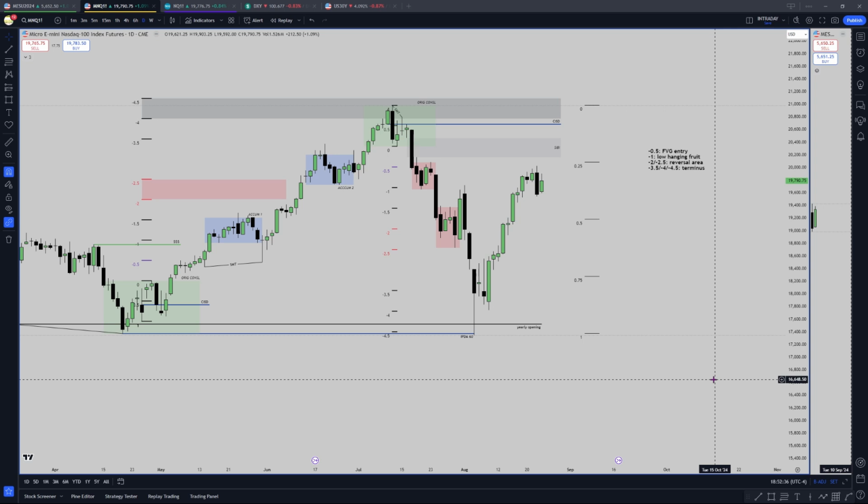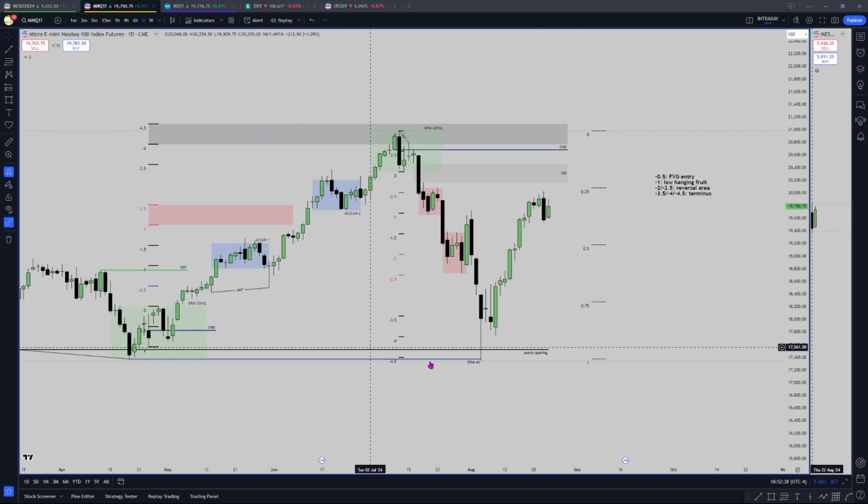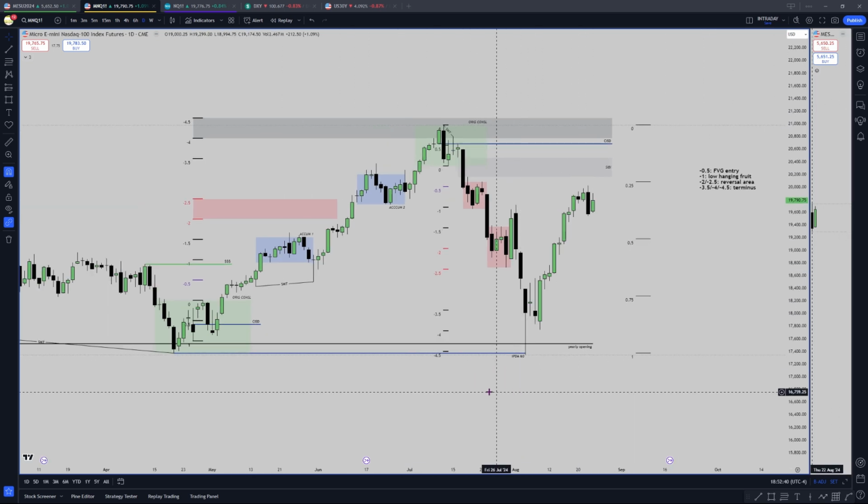So that was a whole lot. I was just going to give a quick little overview, but hopefully you guys understand how the markets move based off of market maker models.